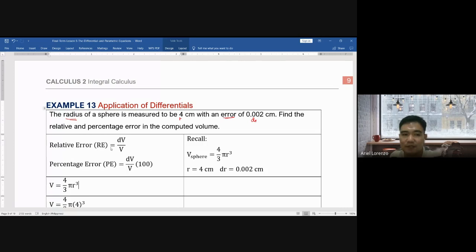So how to solve for the relative error and the percentage error? The relative error class, that's the derivative of V over V. So kunin mo muna yung differential ni V class divided by your V. And then ang percentage error is derivative ni V over V, or kung baga, your relative error times 100, then lagyan mo ng percent yung sagot mo later on.